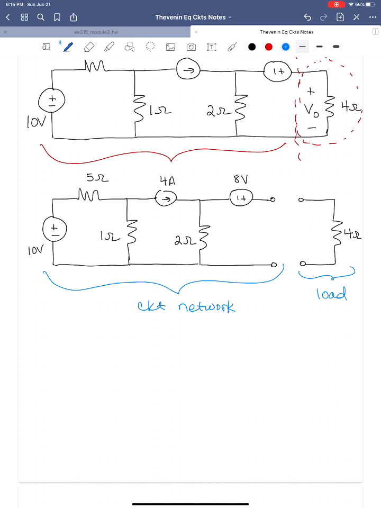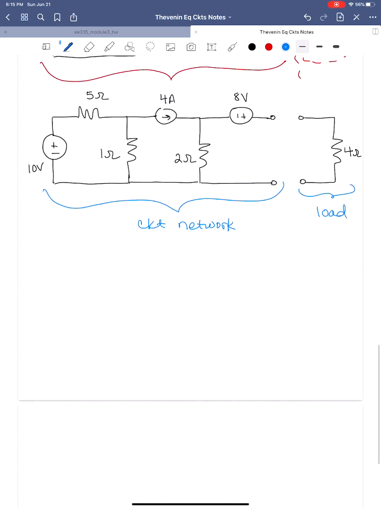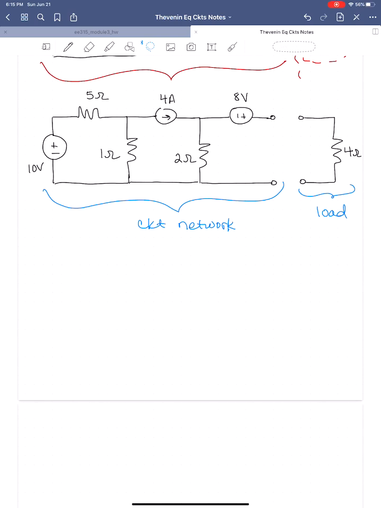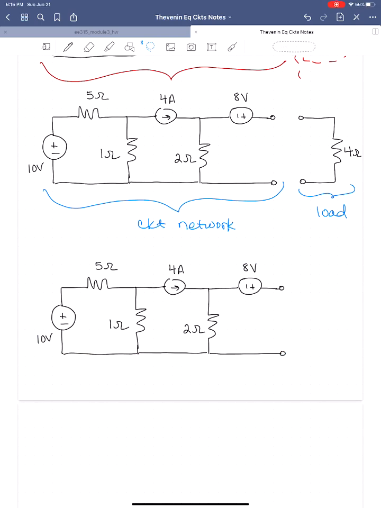Okay, and again, your load is going to be the element for which you are solving a voltage or current for. Okay, so I'm just going to grab this and copy it. You will, of course, want to draw it again. Okay, and I'll give you a minute or two to do that, or you can pause the video, probably would be best. So here's our circuit network, and we want to solve for the open circuit voltage across the terminals.